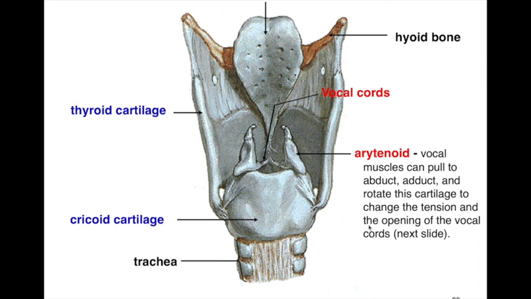This is the posterior view of what we're looking at. And so here's this wider part of the cricoid cartilage. You can see the more C or shield shape of the thyroid cartilage there, and the relationship of the epiglottis and hyoid bone, thyrohyoid membrane. But what you can really see better in this view is the triangular arytenoid cartilages and how the vocal cords extend from the vocal angle anteriorly to the thyroid cartilage there.